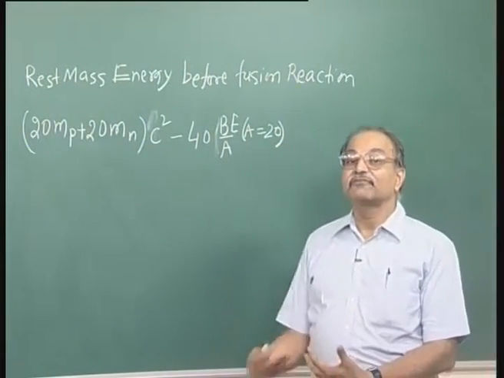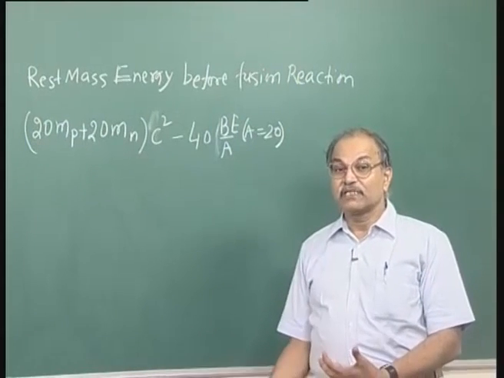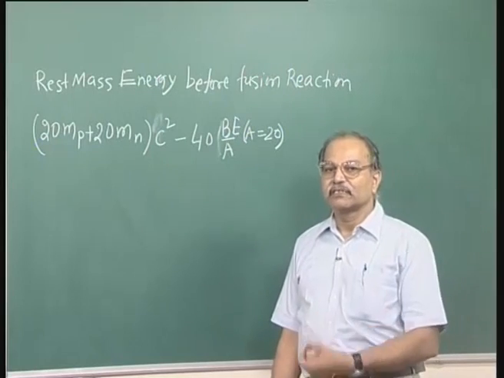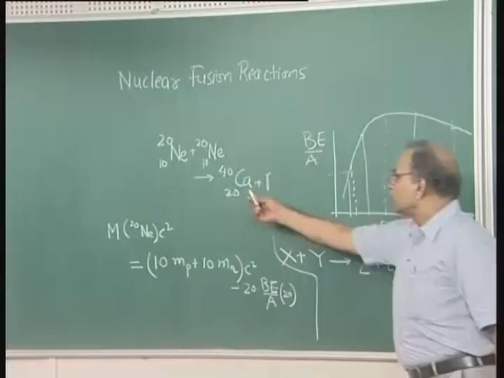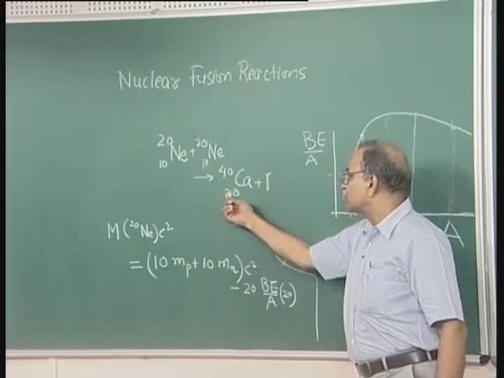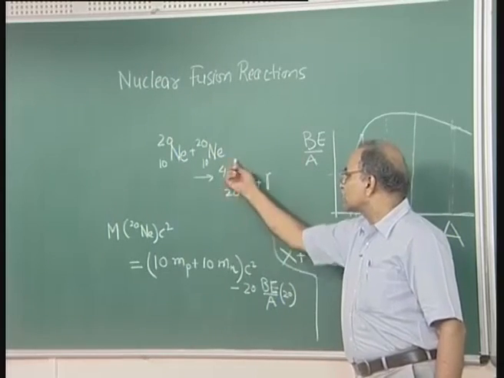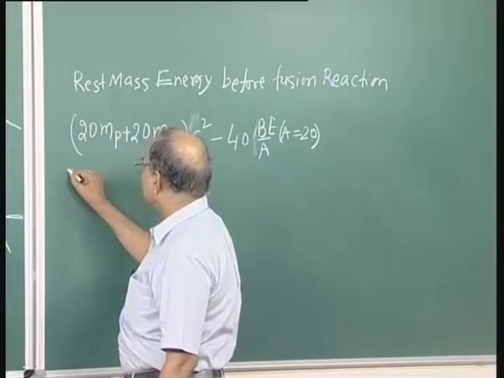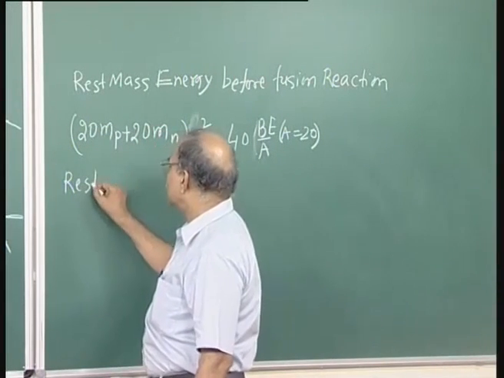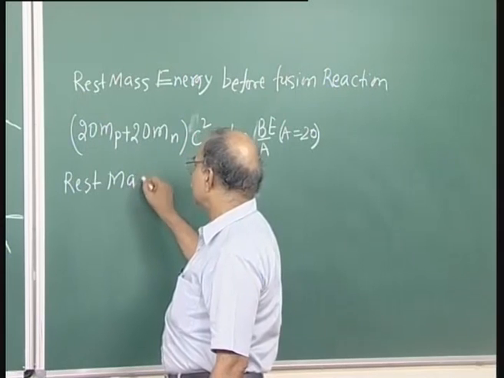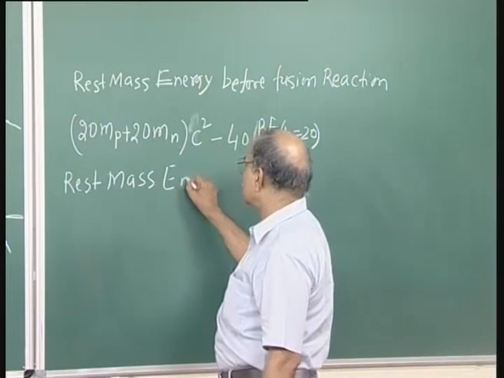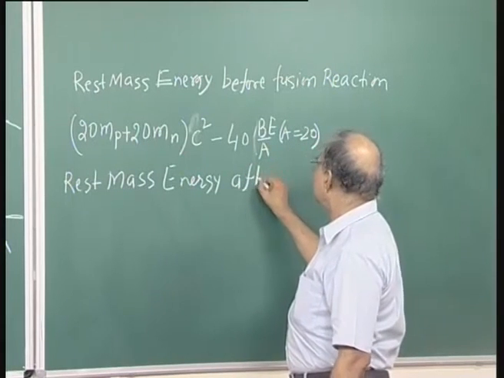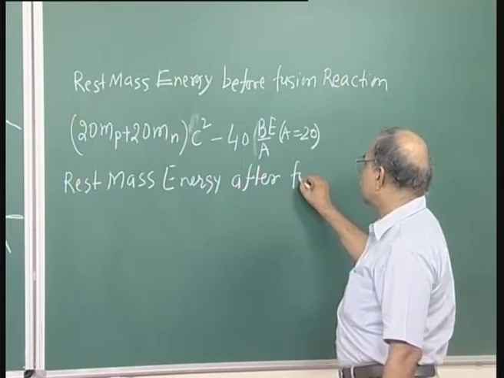What happens after fusion reaction? After fusion reaction, you have a single nucleus calcium 40. So, you have this calcium 40, Z is 20 here. So, rest mass energy of this, so that will be now, same expression, rest mass energy after this fusion reaction.